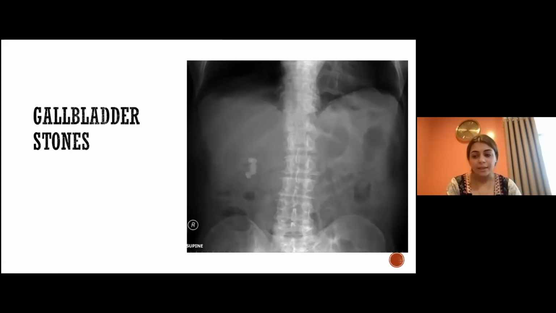You'll see the laminated appearance, the dense rim around the radiolucent stones. The stones can be visualized in different radiological examinations, like ultrasound, MRI, also done MRCP. It helps visualize your gallbladder, and you're able to pick up the stones on that.